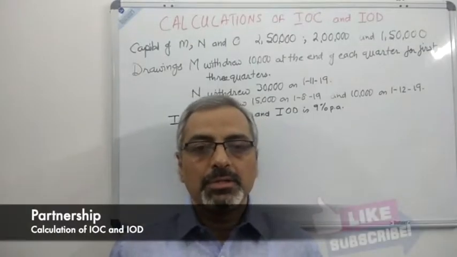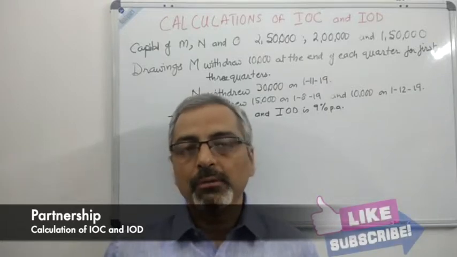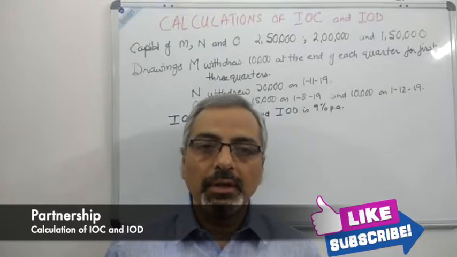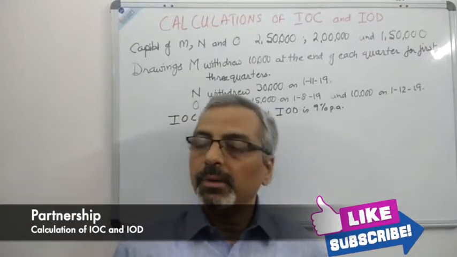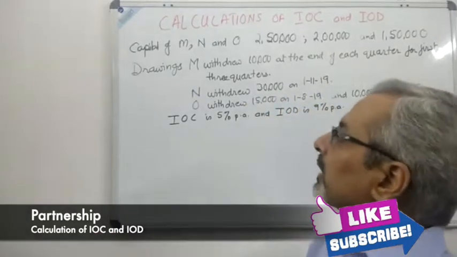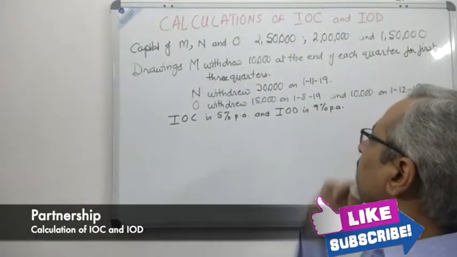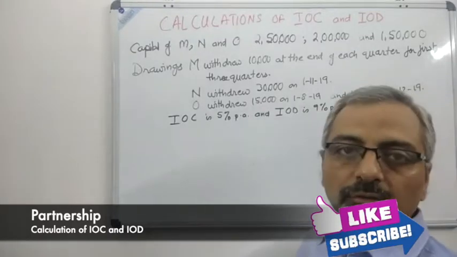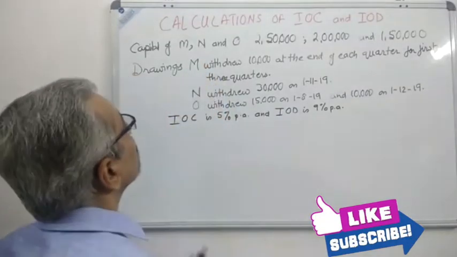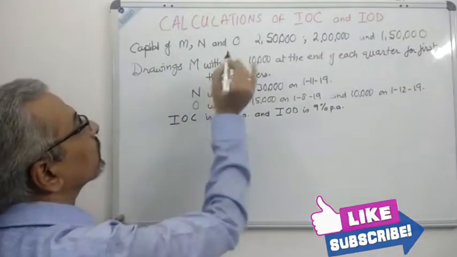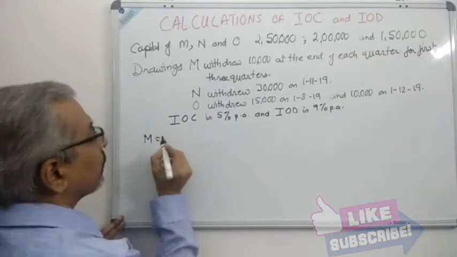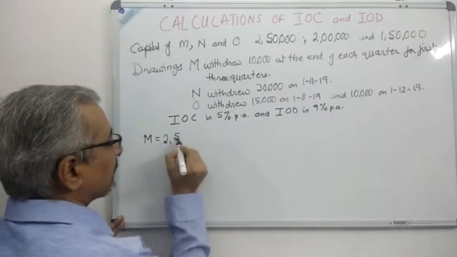After we have read the question, we have to make a note of the calculations to be made. Here I will calculate the interest on capital and interest on drawing and explain to you how it is done. But let us see what the question has asked us. The question has asked us to calculate interest on capital at 5% and interest on drawing at 9% with the given information. Now if you see the information very carefully, the first piece of information is the capital of M. So we are starting with the calculation of interest on capital of M. So M has how much? M has 2,50,000 as the capital.